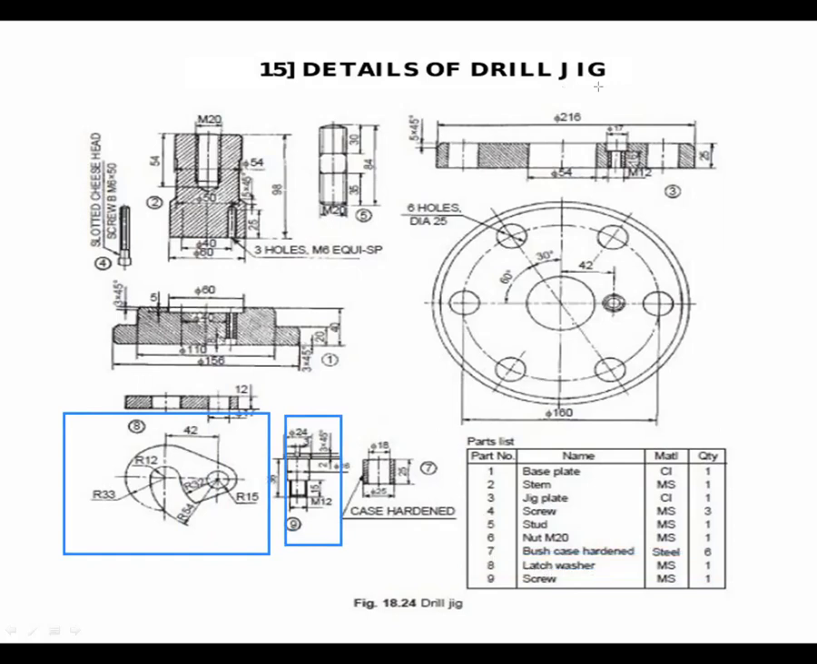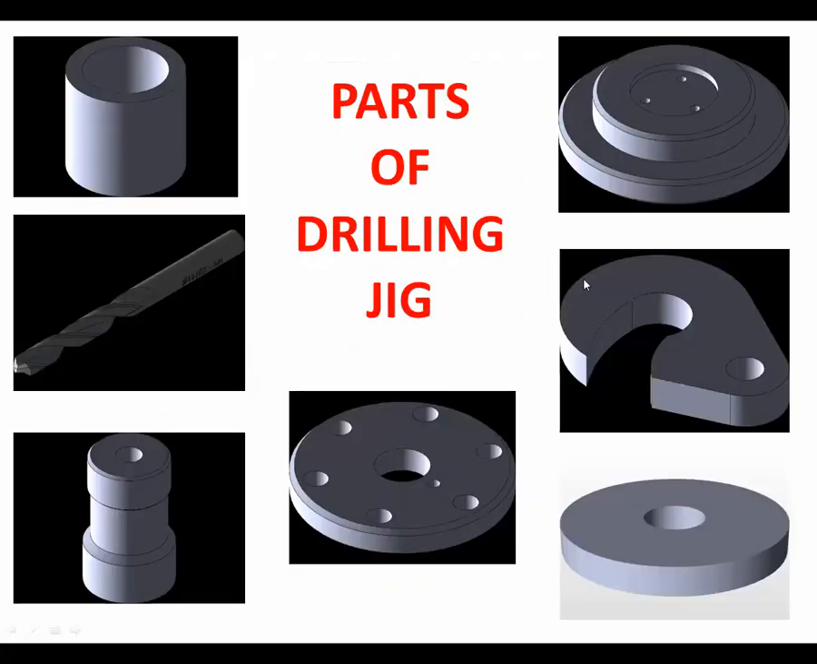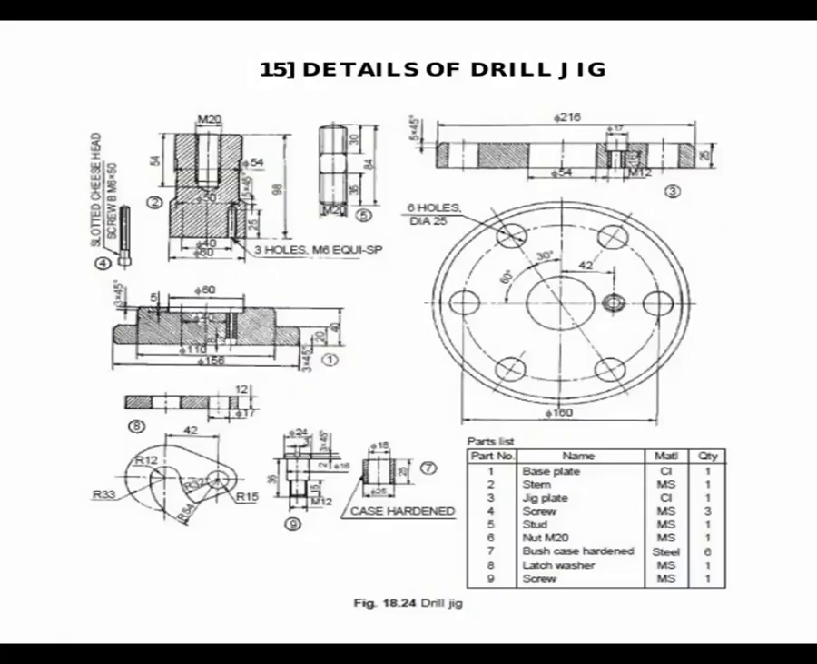So all these things you have to draw according to the dimensions only. These components are mentioned over here. Just imagine first of all how the dismantling process of drilling jig is there, and how to draw the detailed components, how to mention number of holes, diameter, dimensions, all these things. If you properly mention, then you will get the full marks. So these are the detailed parts of drilling jig assembly.